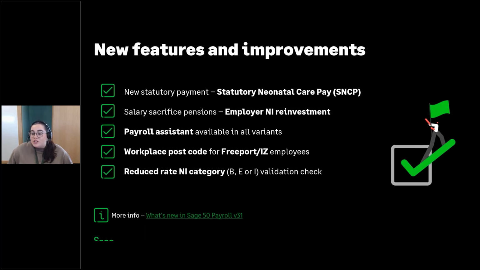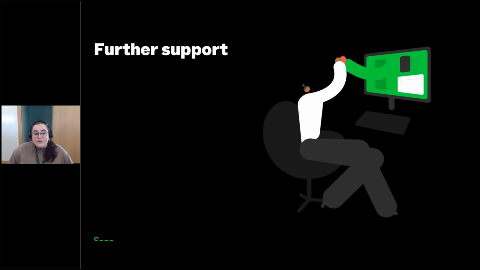And more information on what's new in version 31 of Sage 50 Payroll is available just by clicking the link at the bottom of this slide. But that's it for what's new. That's about all we've got time for, and that does bring us to the end of the content.